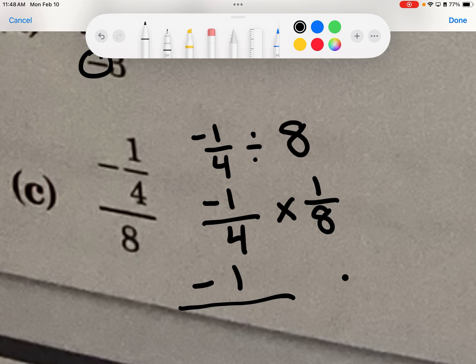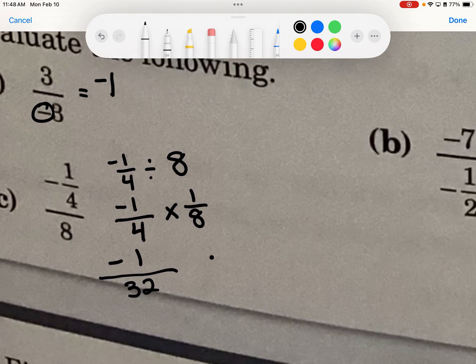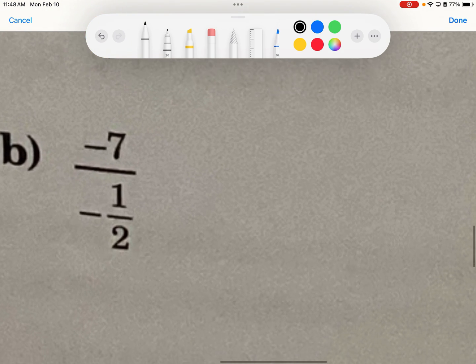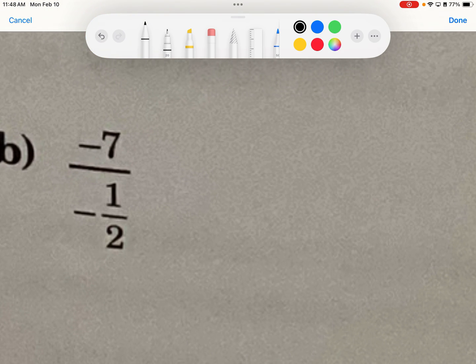And then 4 times 8 equals, let me think, 32. Bam. All right. Now this, look at that fun. Negatives, which means it's a positive. That's insight, but let's get there.